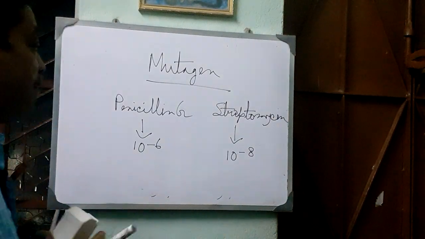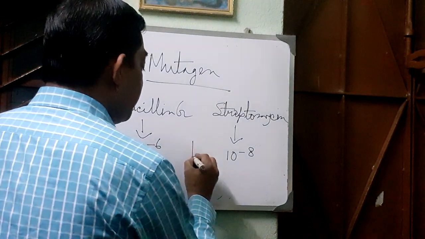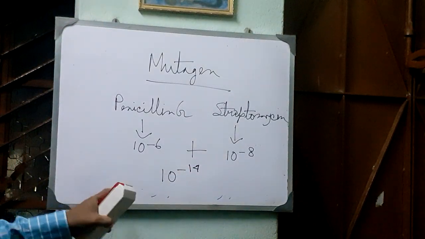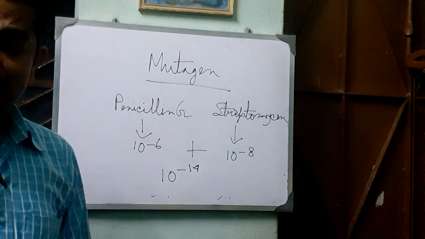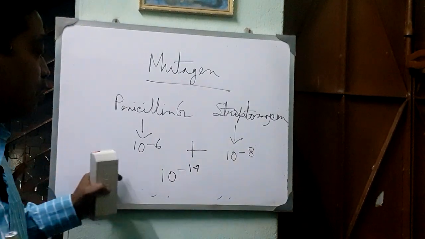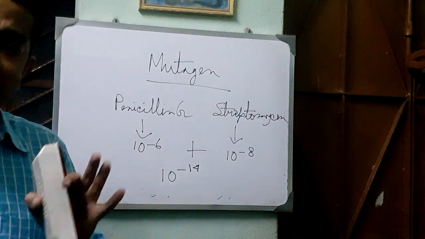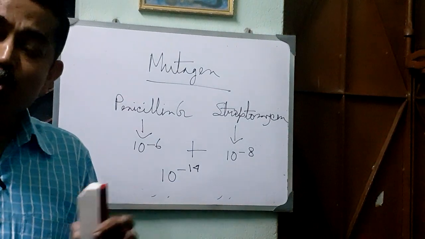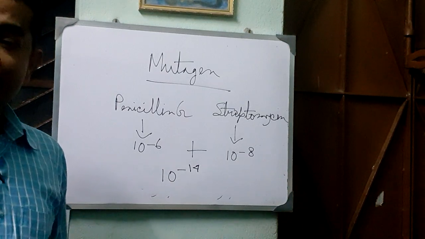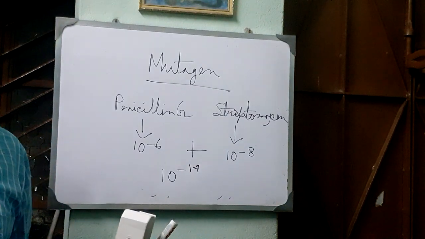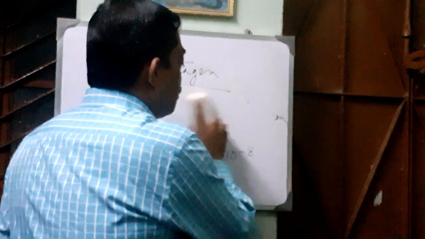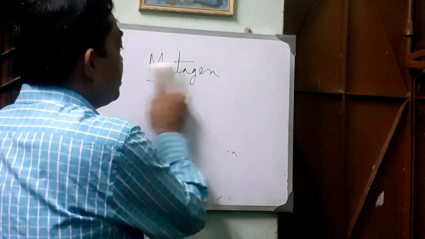If we combine both together and apply them for the disease, then the chance of survival of the mutant will be reduced to 10 to the power minus 14. So there is a minimal chance of survival of a mutant which can survive both antibiotics. That's why in the treatment of any bacterial disease, we generally apply a combination of two antibiotics to minimize the chances of survival of mutants in the living organism, so that there is no chance of survival of pathogenic bacteria. This is one interesting thing in medical science.